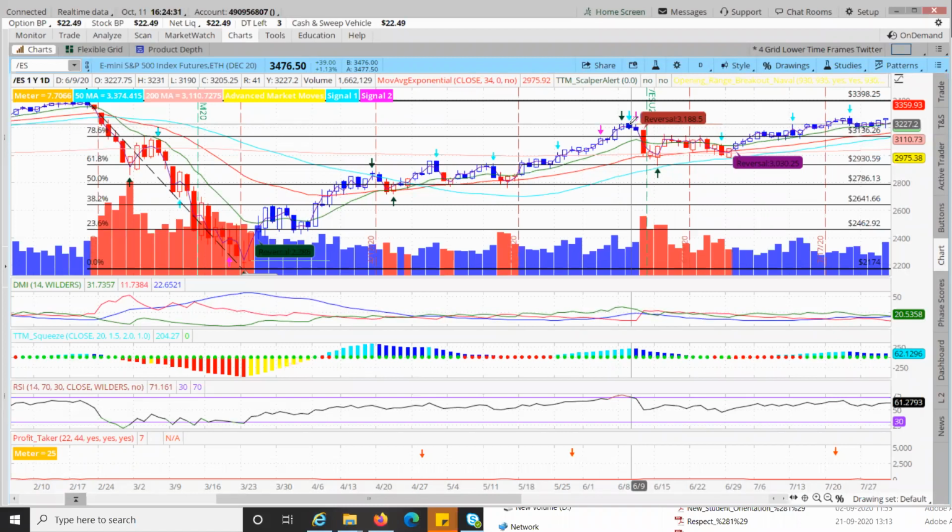Look at the TTM squeeze. It has converted right there from sky blue to dark blue. It means it has lost strength on the positive side as soon as it converted from sky blue to dark blue. Look at the RSI. RSI also started to dip down.